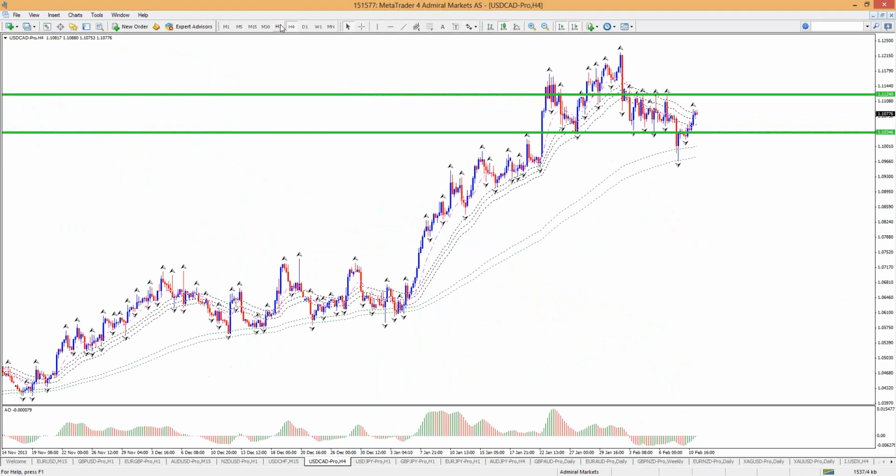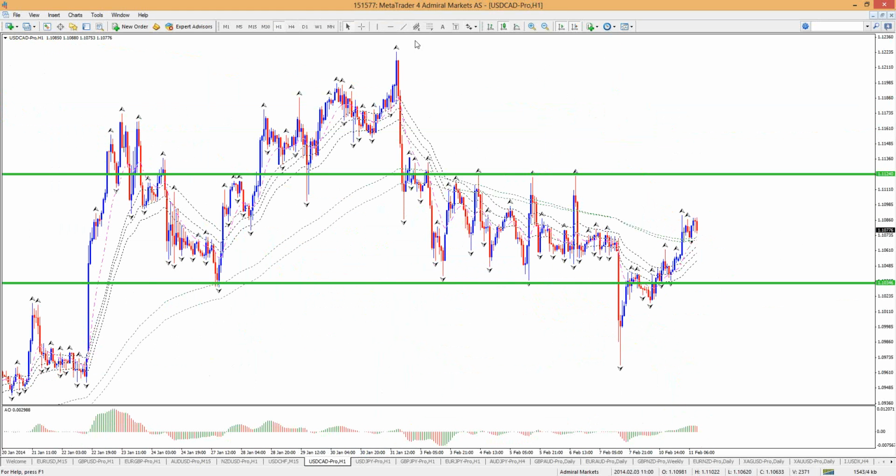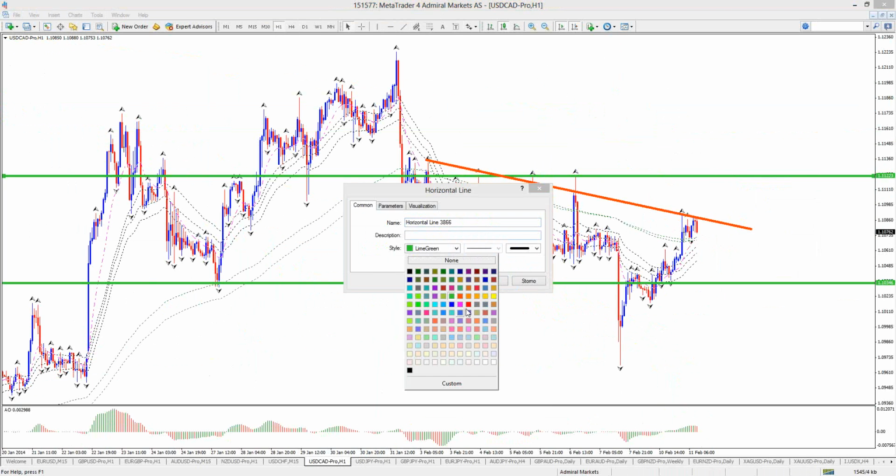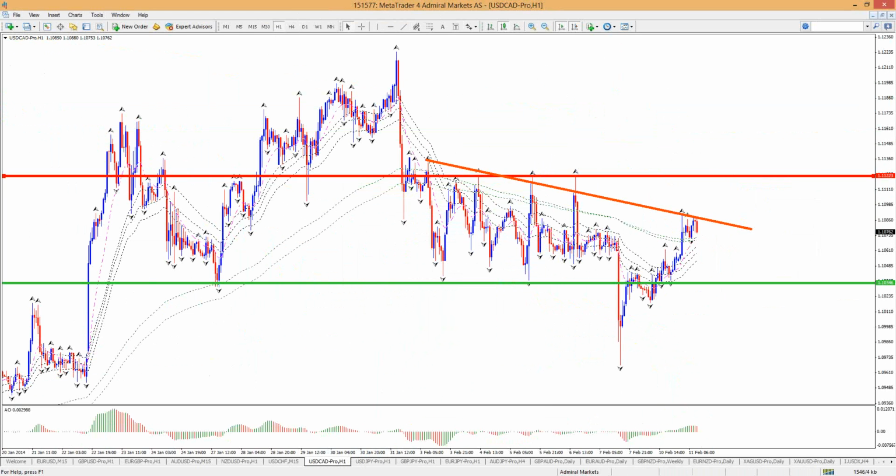How about the dollar CAD? Dollar CAD at a potential breaking spot of this correction. We need to break orange and then the red trend line, the red horizontal line, for a breakout to the upside. That looks pretty interesting.